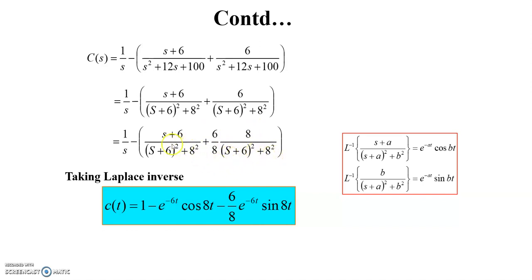This is nothing but the standard format, that is (S plus A) divided by (S plus A) whole square plus B square, which is nothing but e power minus at into cos bt. Here A is 6 and B is 8. So e power minus 6t cos 8t minus 6 by 8 into e power minus 6t sin 8t. So this is the output response. That is the solution for this problem.